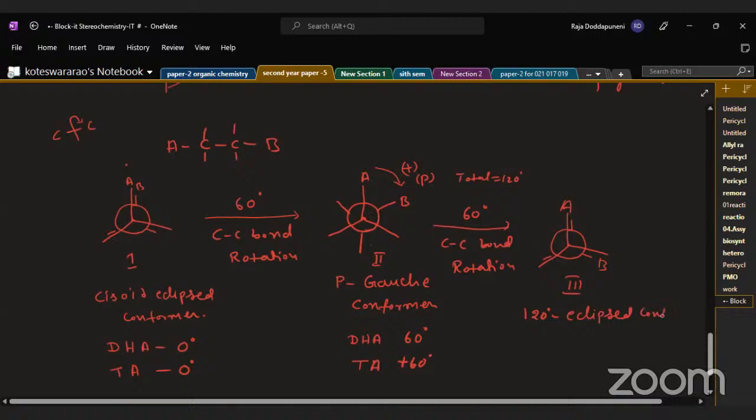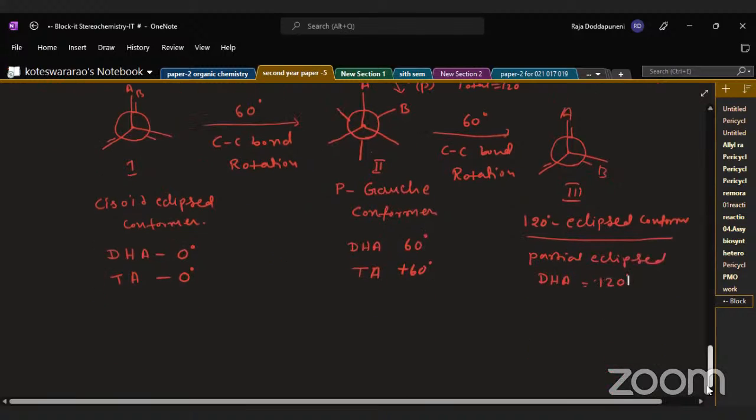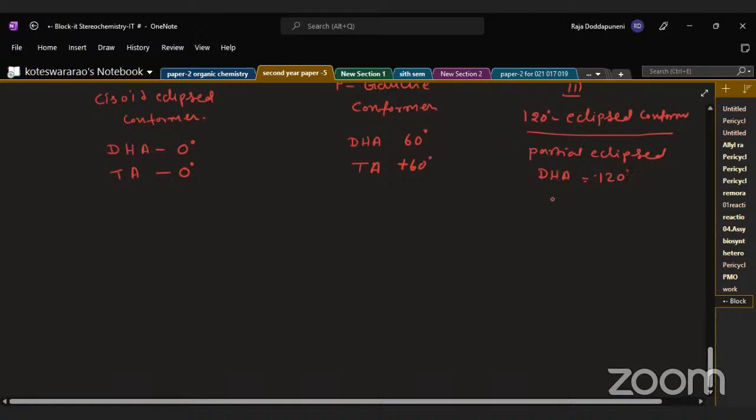Eclipsed conformer, or can also be named as partial eclipsed. Now, when you come to the dihedral angle, DHA, it is 120 degrees. But the torsional angle, both are the same angle, but it has the directional property, that is plus 120 degrees. Right.